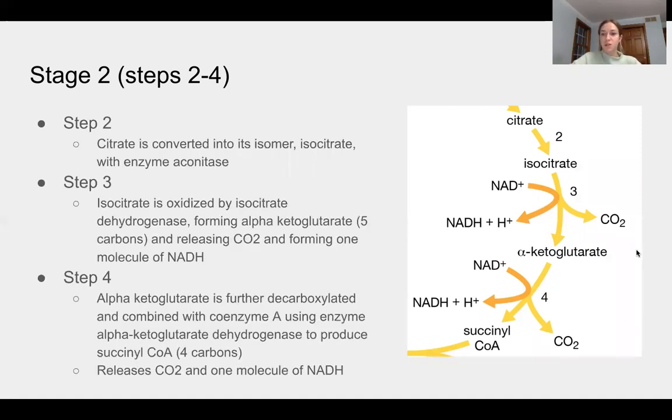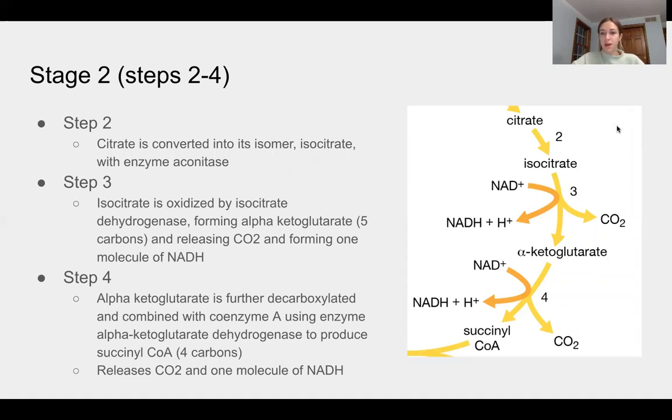So step 2, citrate is just converted into its isomer, isocitrate, with the enzyme aconitase. So this is the answer to our question from this section. We did not change the number of carbons, which is evident by the name of isocitrate. If it's an isomer, you're not going to have a change in the molecular formula for that molecule.